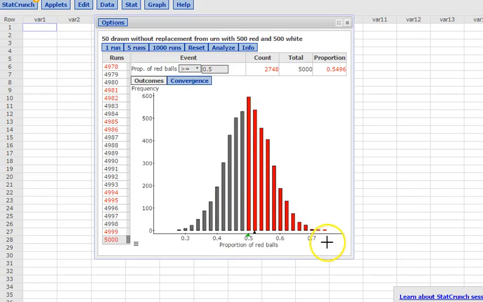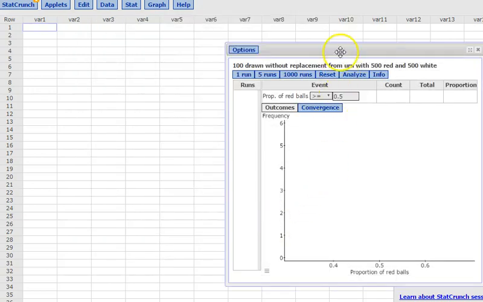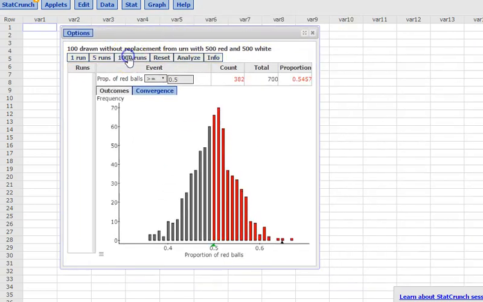But let's look at the spread. Notice that before, almost the entire distribution went from 0.15 to 0.85. So this goes from 0.28 to 0.74. So already we see some reduction in the variability. Let's make the sample 100 instead of 50. Let's do 5,000 runs.